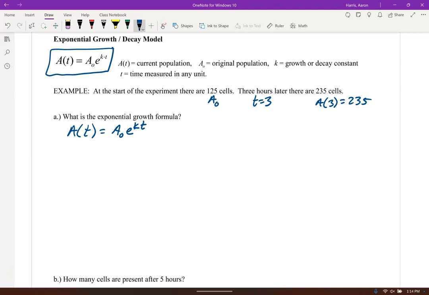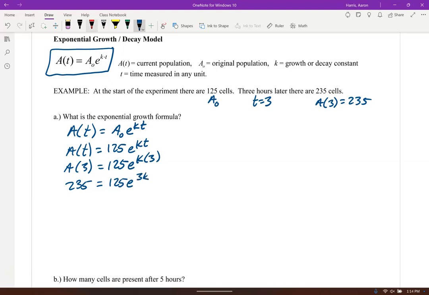Okay. So first of all, we have 125 of these. And then it says after 3 hours, we end up with 235. So I'm going to replace the A of t, or A of 3, with 235. There's 235 cells after 3 hours, so t is 3. Now we're going to divide both sides by 125. So I have 235 divided by 125, which is 1.88. So e to the 3k equals 1.88.